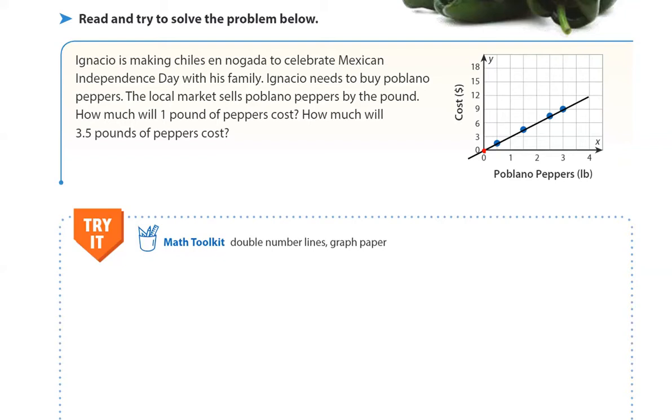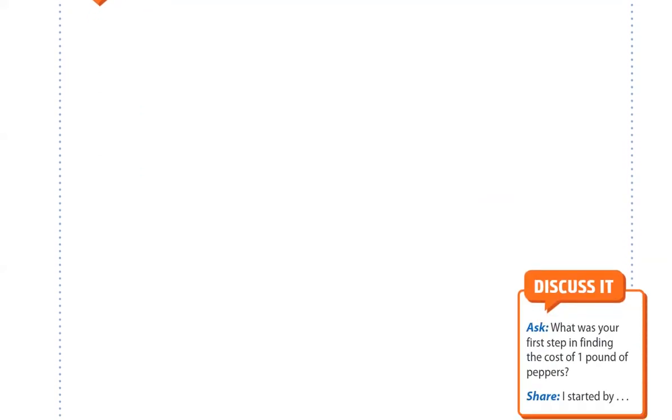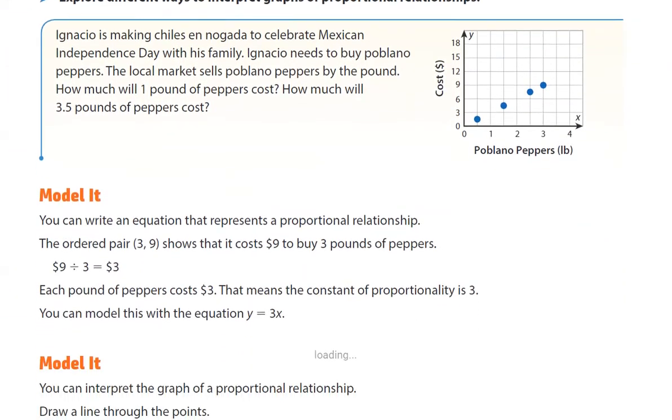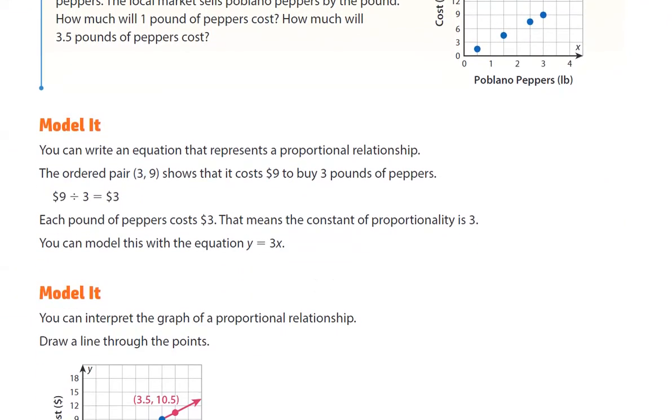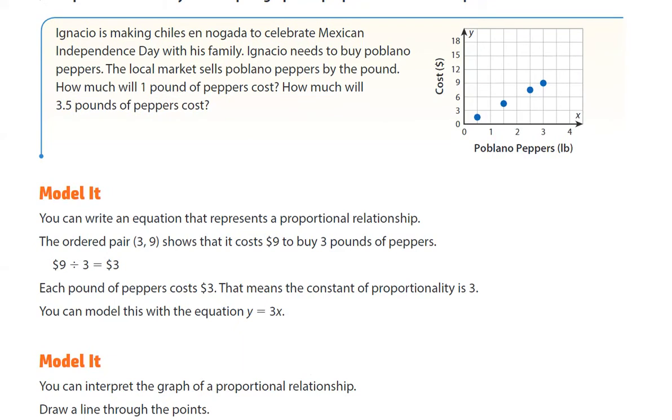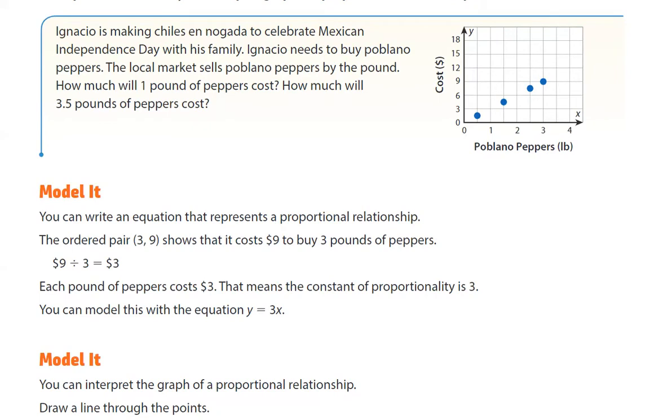Okay, so hopefully you've at least tried to figure it out. Now there's two basic ways to figure it out, and I'm going to show you them on the next page. So the next page, at first it has this model. There's our first model here. It says you can write an equation that represents the proportional relationship.